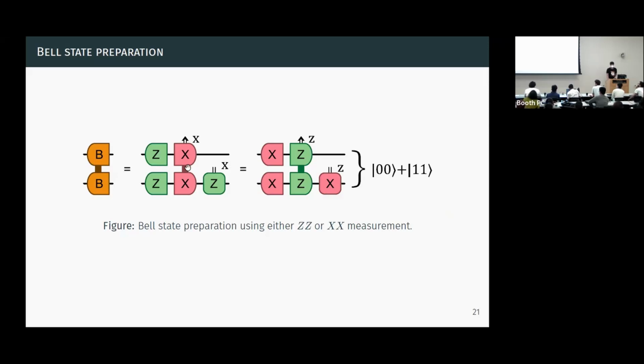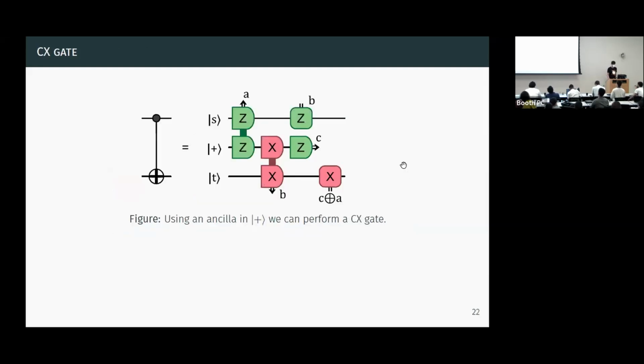And then doing an XX measurement and some Pauli correction. And this gives you |0⟩ + |1⟩. And similarly, we can do a CNOT by initializing an ancilla in plus, and then we do a ZZ. So that's one ZZ lattice surgery, right? We do a merge. And then once we're done with that, we do an XX. And we measure out the ancilla qubit and teleport in the corrections, and we get a CNOT operation.